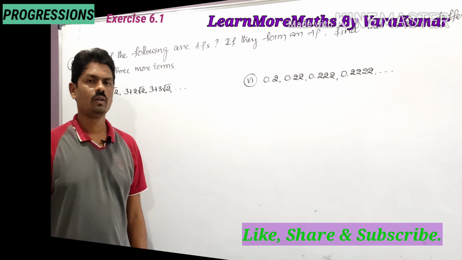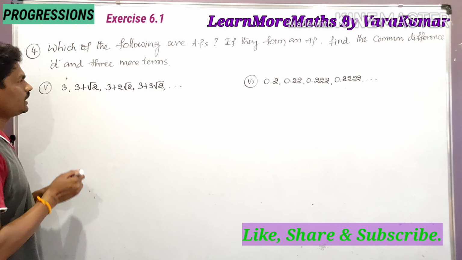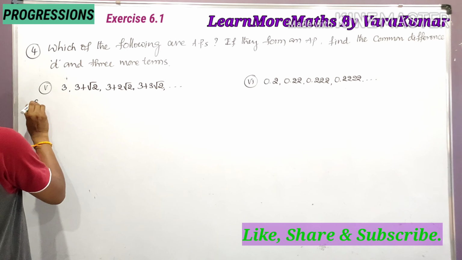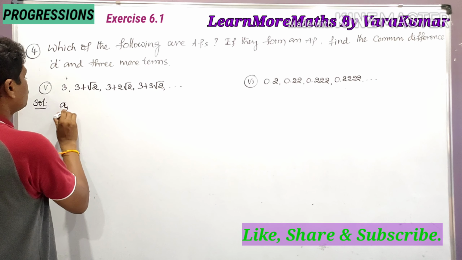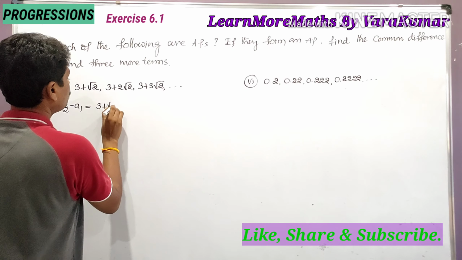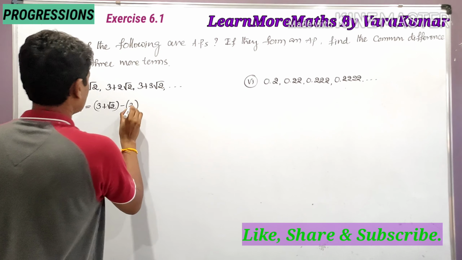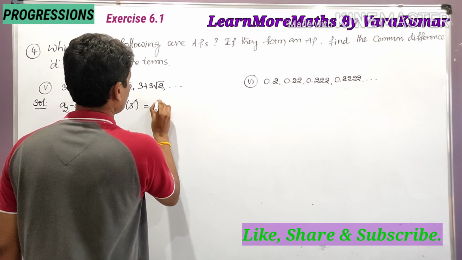So student, this is the fifth part in the fourth problem. Again, he has given a series. Now again, we have to check whether it forms an AP or not by finding the common difference of the successive terms. I am finding A2 minus A1. A2 is 3 plus root 2, minus A1, which is 3. So minus 3 plus 3 gets cancelled, student. It is root 2 we get.